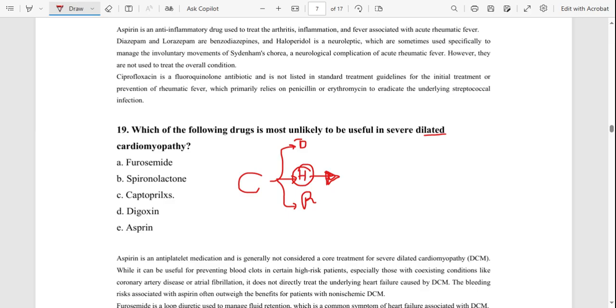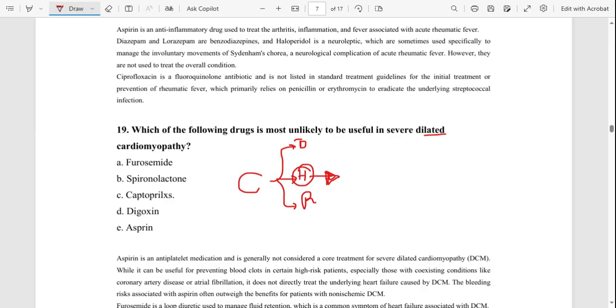And then spironolactone can also be given. This one is an aldosterone antagonist. Captopril is an ACE inhibitor, angiotensin converting enzyme inhibitor, which is also a diuretic. Digoxin is a cardiac glycoside. It's going to block the sodium potassium ATPase pump, and it also reduces the symptoms of heart failure, for example, atrial fibrillation.